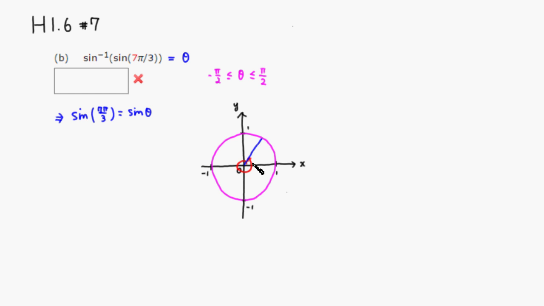So pi over 3 is 60 degrees. So here, this is pi over 3. You can see that the angle we're looking at is equivalent to simply pi over 3. And pi over 3 is between negative pi over 2 and positive pi over 2, so that works out. Therefore, theta is equal to pi over 3. So from the picture, theta is equal to pi over 3, which means that this arc sine value is pi over 3.